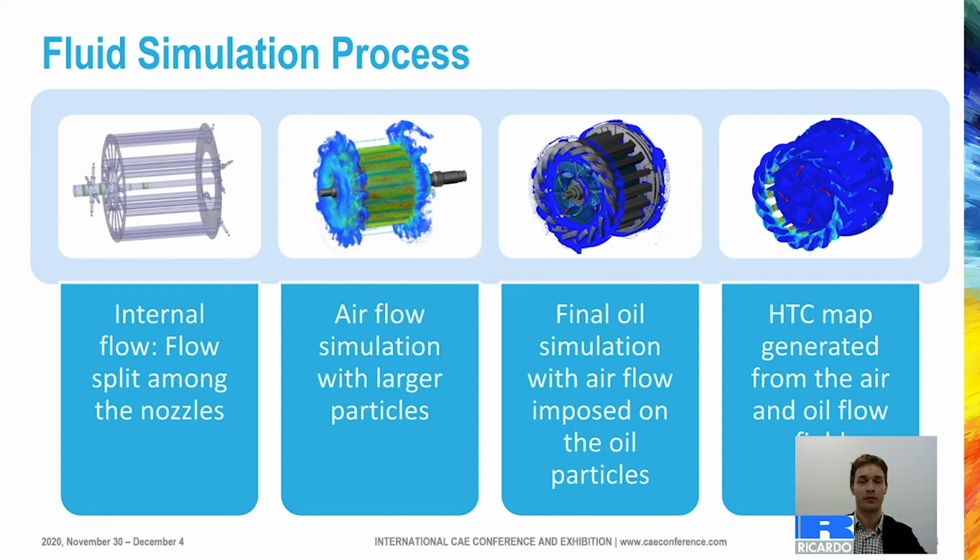A big disadvantage of particle-based CFD software is the fact that usually just one particle size can be used in the whole domain. Therefore, it is very computationally expensive to run a simulation also with air that may have a significant effect on the flow. The software we used allowed us to pre-calculate the airflow separately with larger particles and then apply the air velocity field on the small oil particles in the final third simulation. That was the export of the heat transfer coefficient on the surfaces of the electric motor.